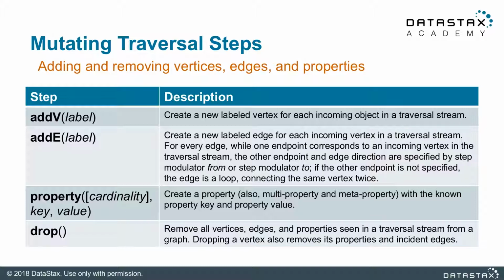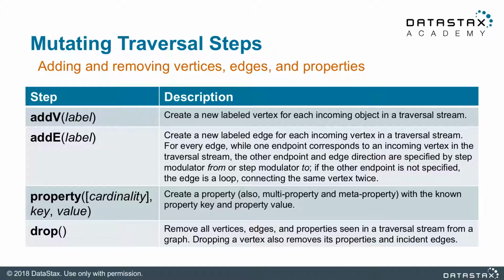There is addV, that simply adds a vertex. And at the time of adding a vertex, we can give it a label. We have addE that adds an edge. Now, to add an edge, we also need to tell the vertices which that edge is connecting. So this will create a newly labeled edge, but we will also need to use a modulator to say where the edge is coming from and where it is going to. There's also the property step that lets us add a new property to a vertex or to an edge. Finally, there's drop, and we use drop to remove a vertex, an edge, or a property.